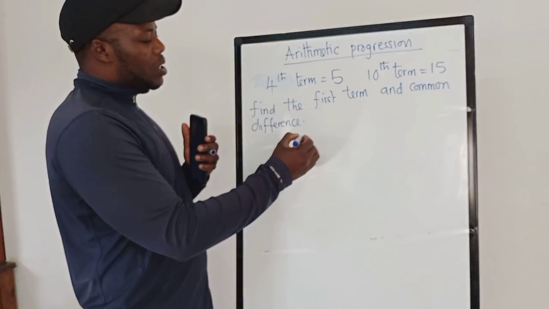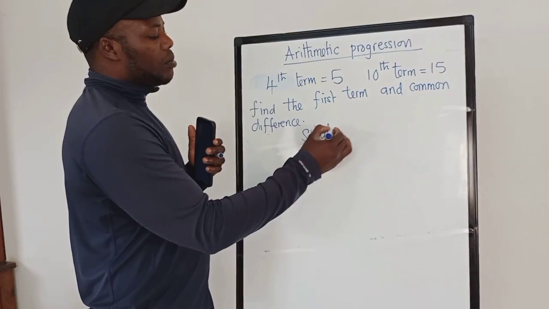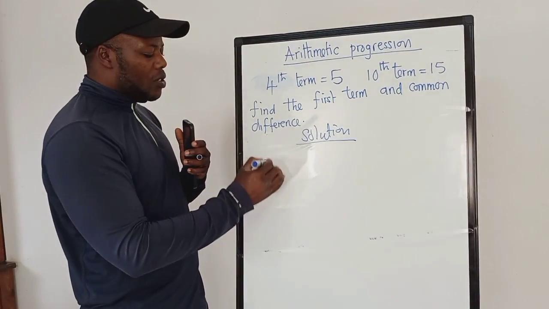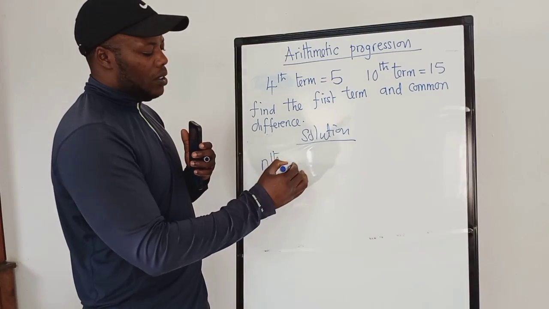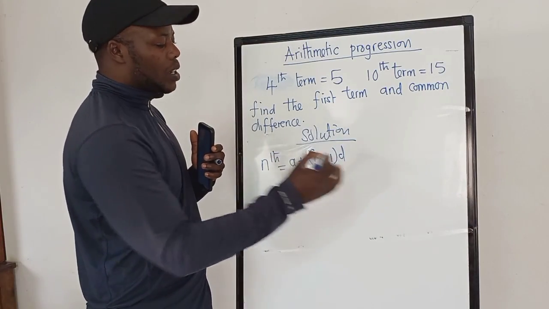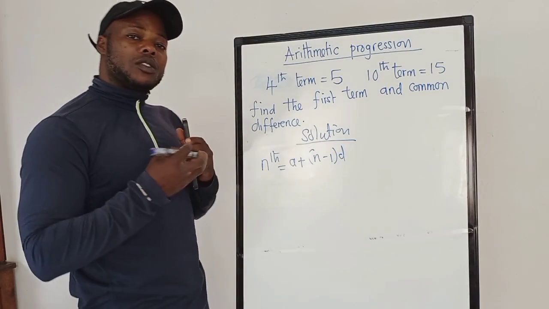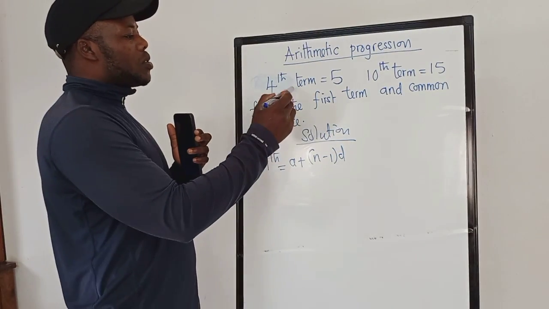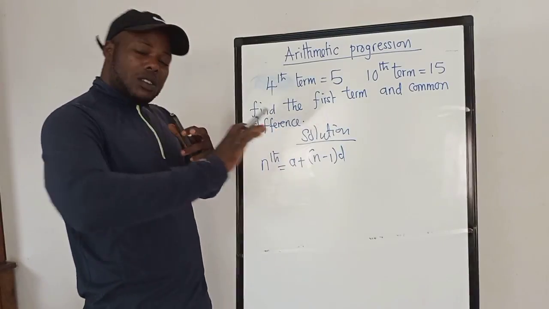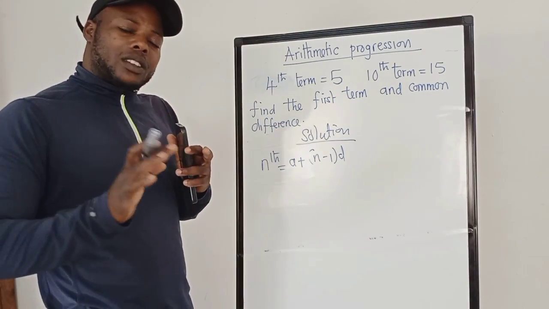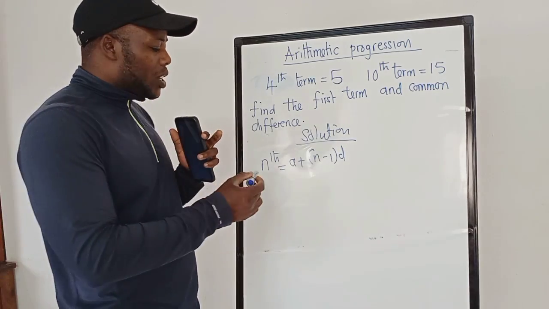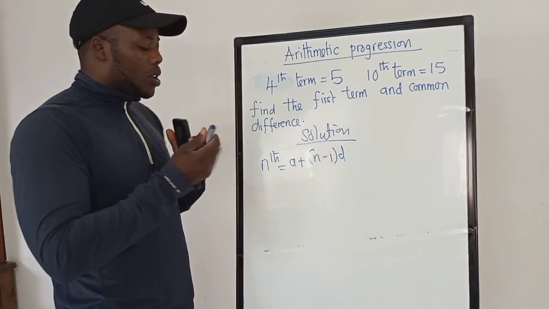What you normally do here is to just use the nth term formula. So this is the formula we normally use, okay? And this formula, we call it the nth term formula. They've given you the fourth term and the 10th term. And what you must keep in mind is that we're dealing with an arithmetic progression, and in an arithmetic progression, whenever you want to find a term, this is the formula we use.